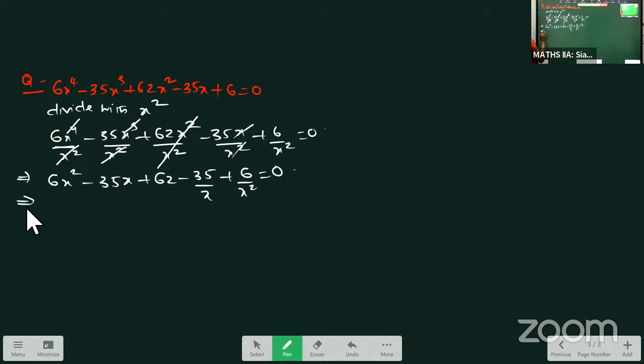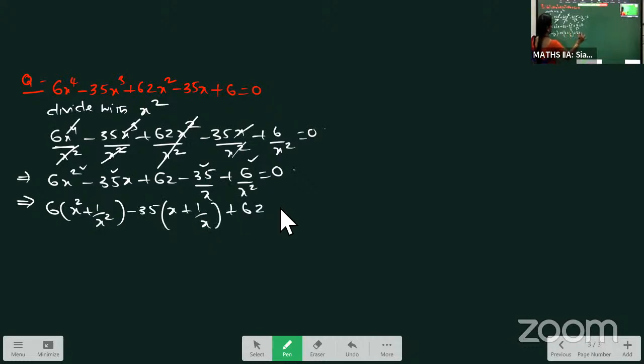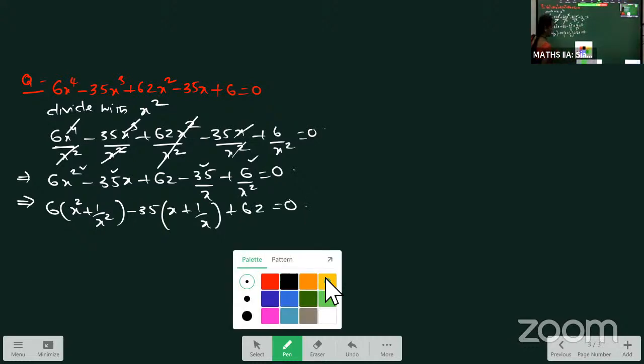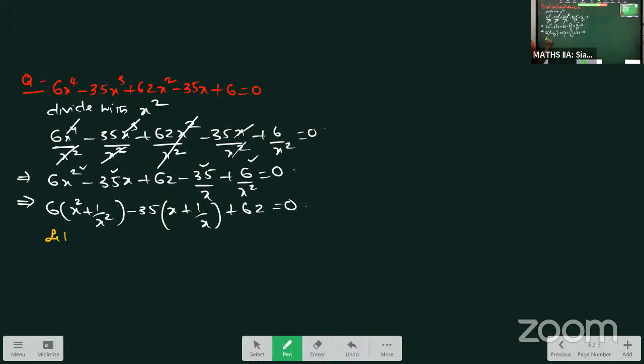Can we take 6 as the common? Take 6 as the common from this one and this one. So 6(x^2 plus 1 by x^2), and from these two take minus 35 as the common. Then we have x plus 1 by x plus 62 is equal to 0. As I told you, x plus 1 by x we have to take as t. Let x plus 1 by x be t.